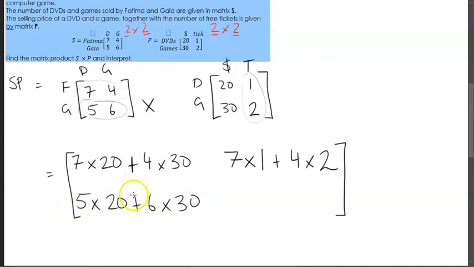So there we have a 5 times 20 plus 6 times 30, 5, 20, 6, 30. And then again, 5 with a 1, so 5 by 1, added with a 6 by 2. And this here is our 2 by 2 matrix. We've got 2 columns and 2 rows. Obviously we need to work these numbers out, but what you should get is just 4 standalone numbers within the middle.